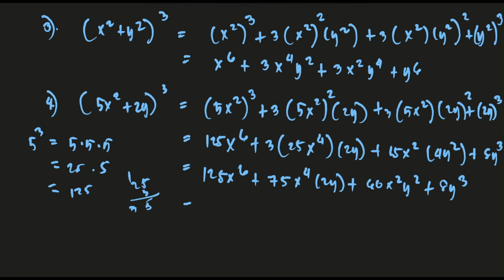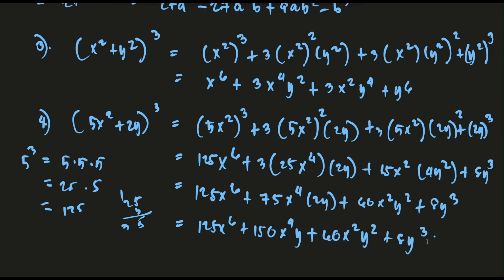Okay, let's continue. Bring down 125x to the power of 6 plus 75. Now, what is 75 times 2? 150. X to the power of 4y plus 60 x squared y squared and plus 8y cubed. That would be the end of my presentation.